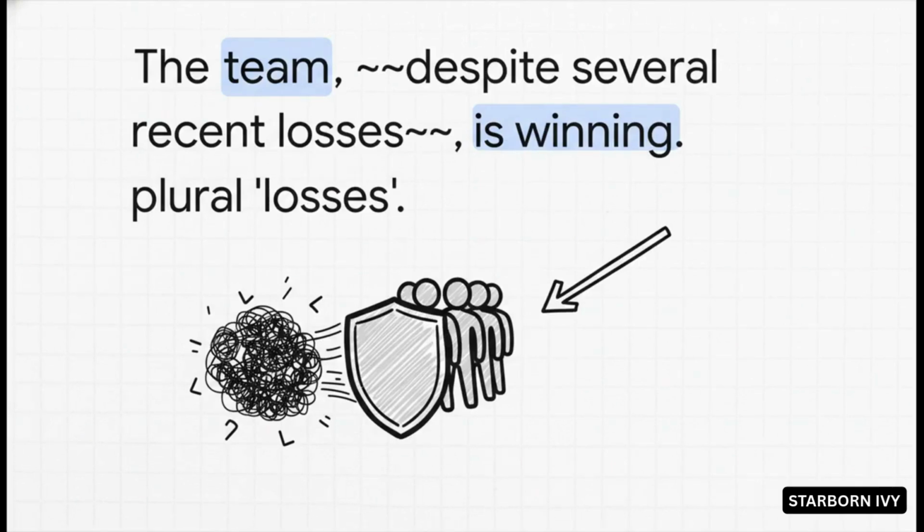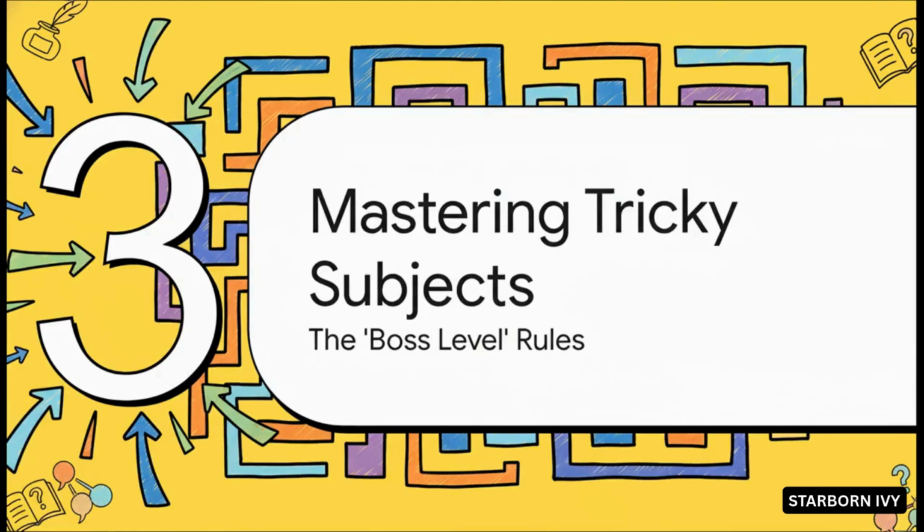And here's a classic example of that. The team is winning. The SAT just throws in that distracting phrase, despite several recent losses, to get you looking at the plural word losses. But you know the rule. The subject is team, and on the SAT, team is singular, so the verb is. Simple as that.